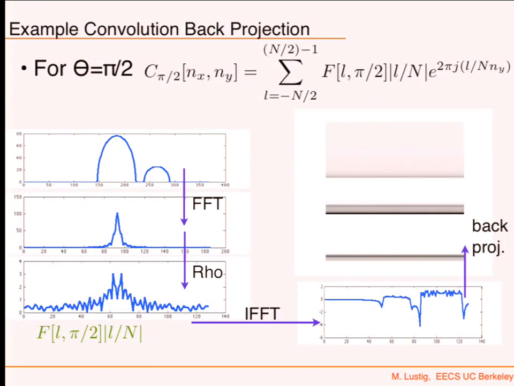I can do that also for another projection, for example, the one that corresponds to a pi over 2 angle. If I do that, I take this projection, I compute the FFT, I multiply by this rho filter in the frequency domain, take the IFFT, get this result, and then smear it.